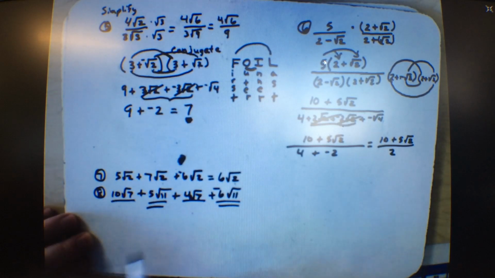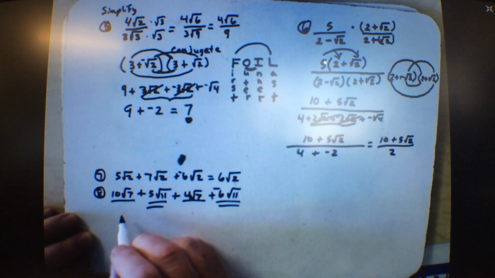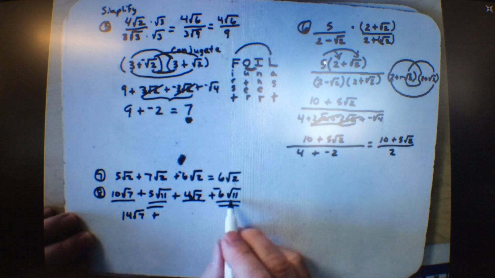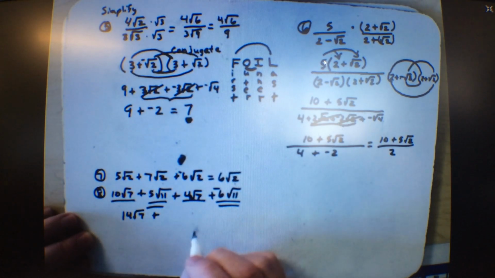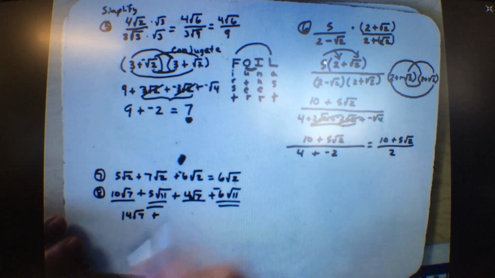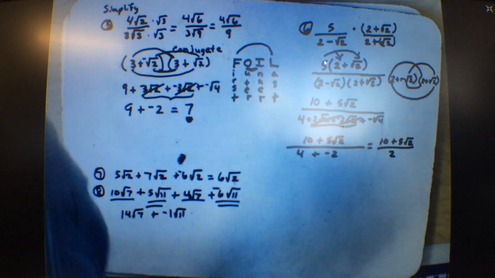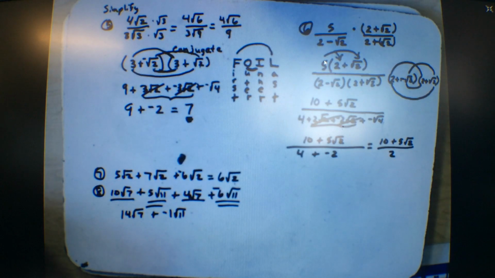Okay, Allie. 10 square root of 7 plus 4 square root of 7 is? 14 square root of 7. Alright, good. And 5 square root of 11 plus a negative 6 square root of 11 is negative 1 square root of 11. Very good. Any questions?